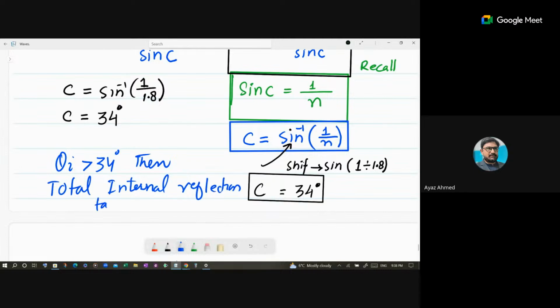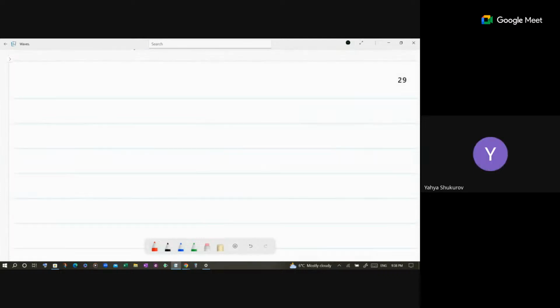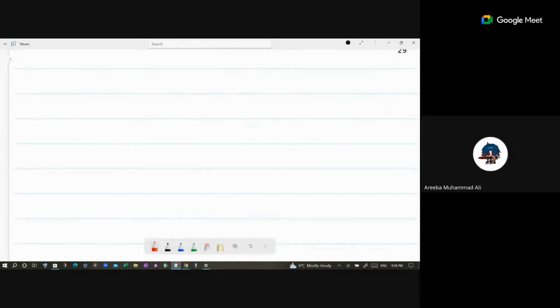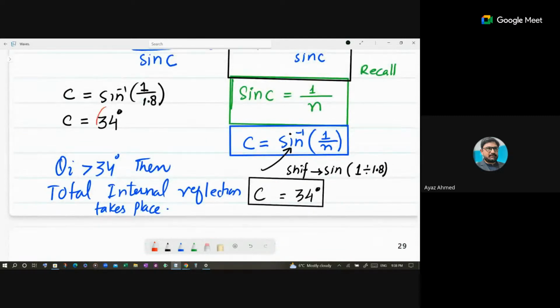Got it? Is it clear to all of you? Sir, could you explain that again, please? Yes, I'm saying that if I incident the light at an angle greater than 34 degrees, this is the critical angle, right? So if my light is incident in that medium at an angle greater than 34, then it will not get out of that medium. It would be trapped. It will reflect back. So that is called total internal reflection.